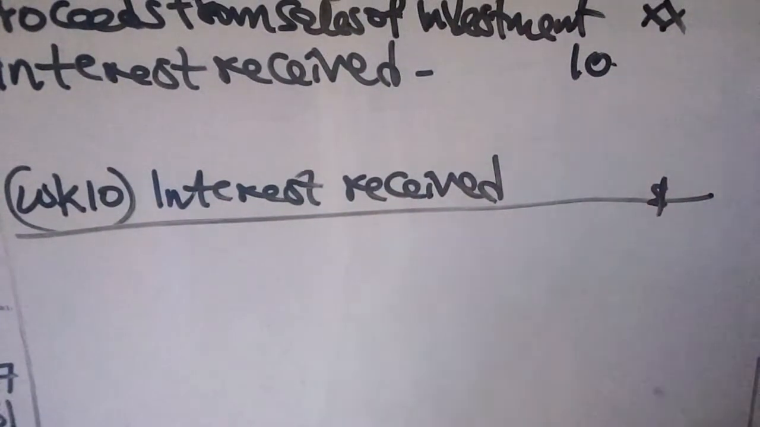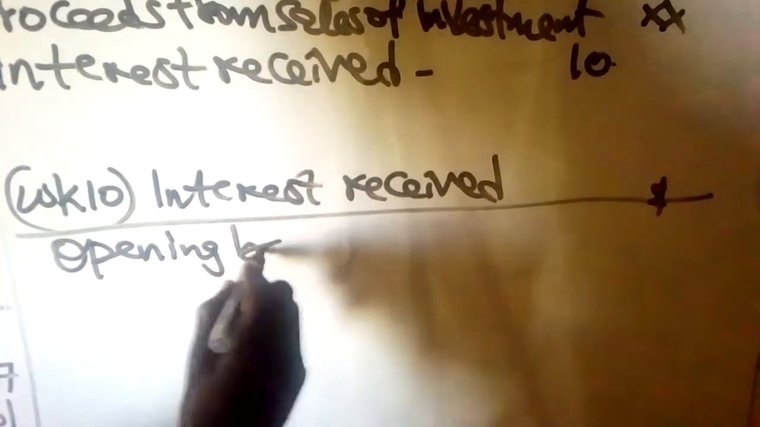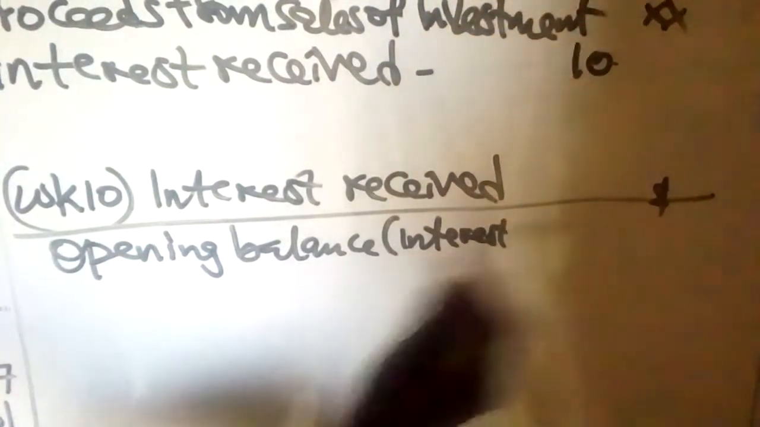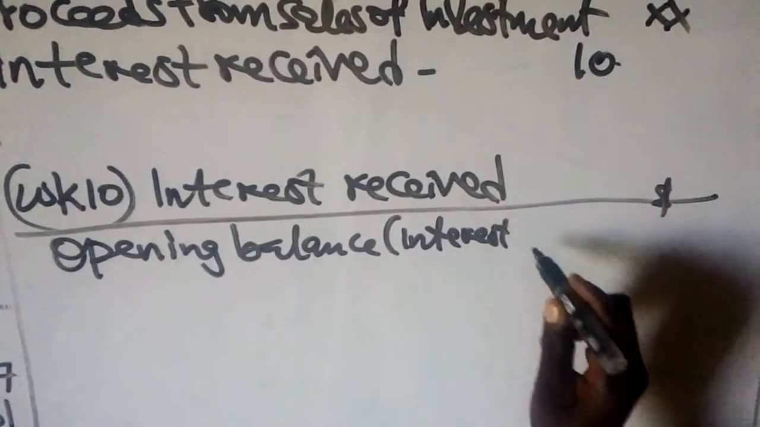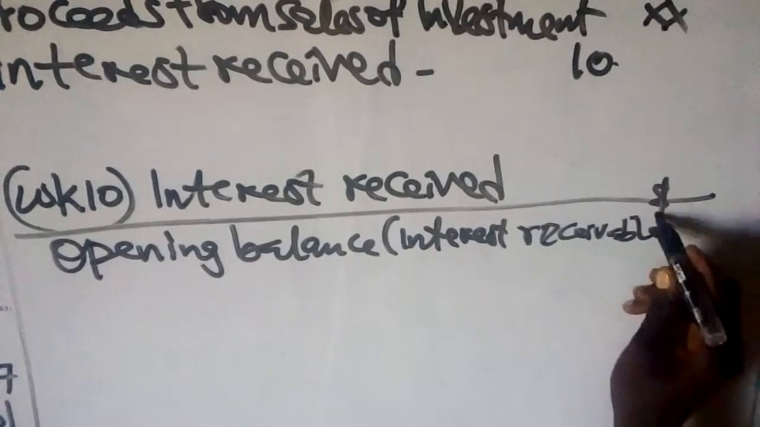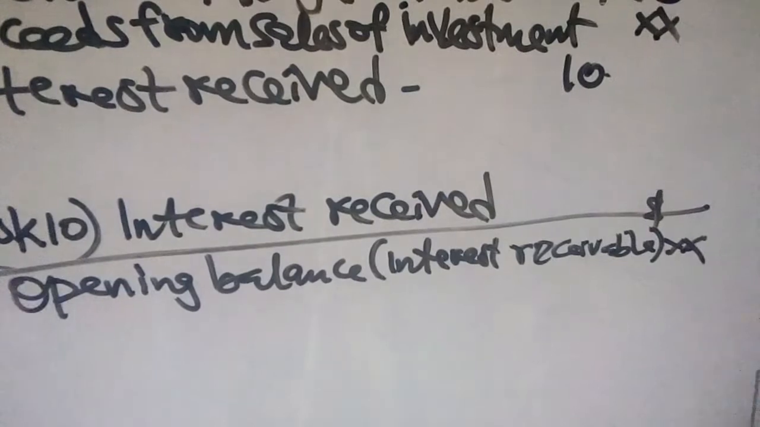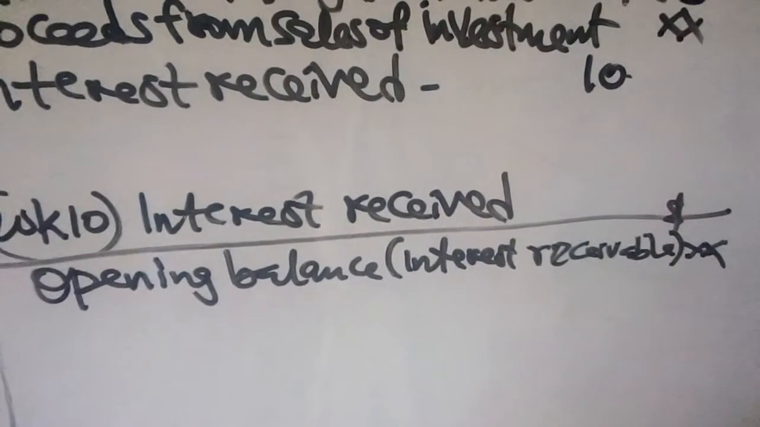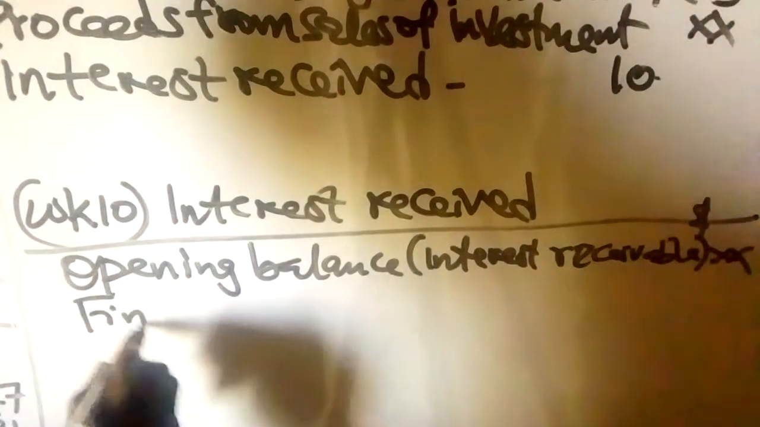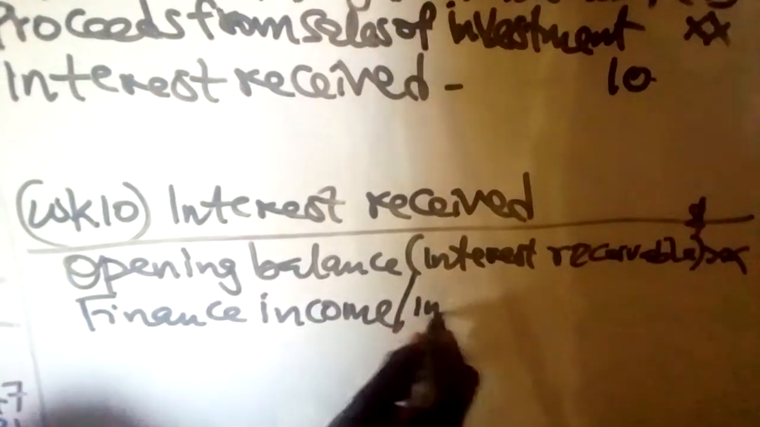Then you start with the opening balance as usual. Opening balance, that is your interest receivable. I've told you that this might be found under current assets. Then you now have finance income or interest income.